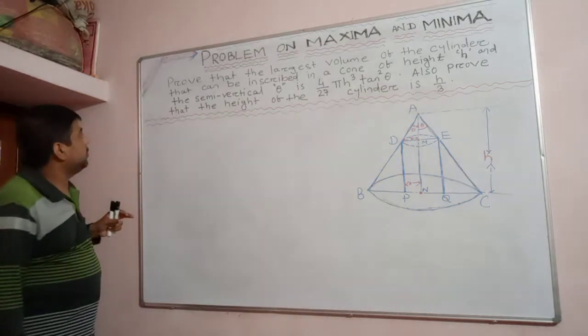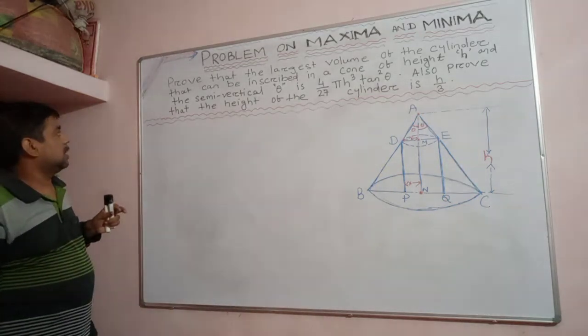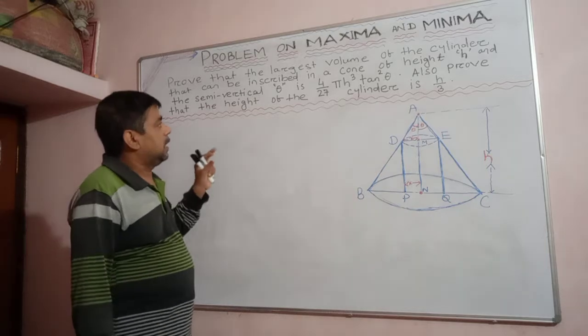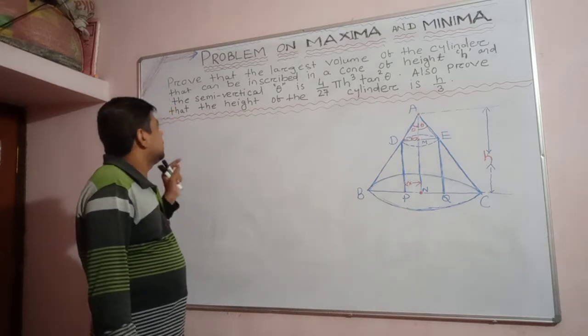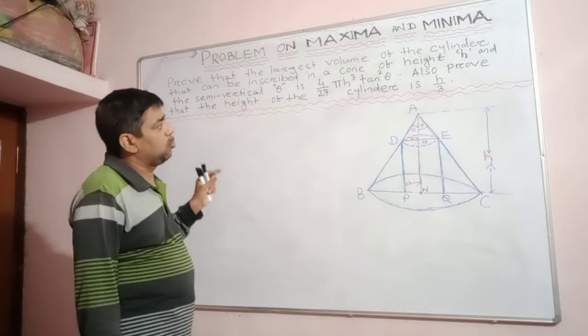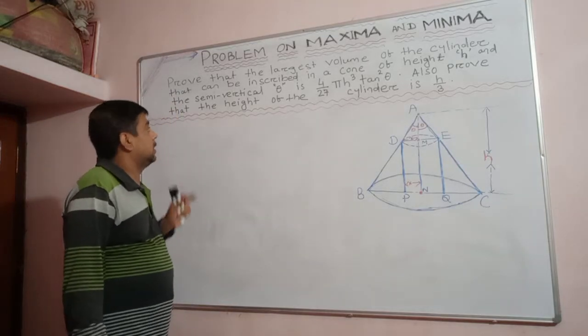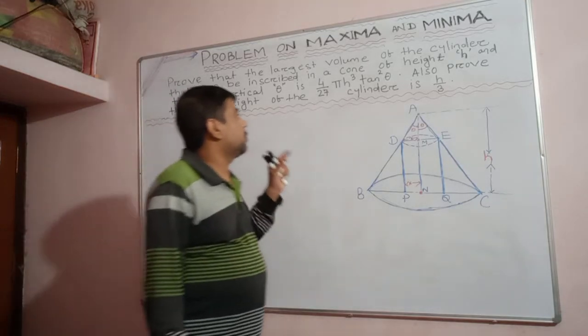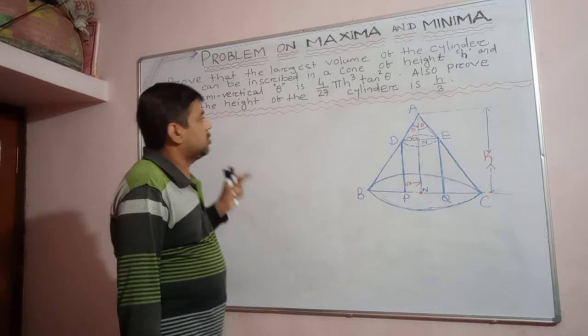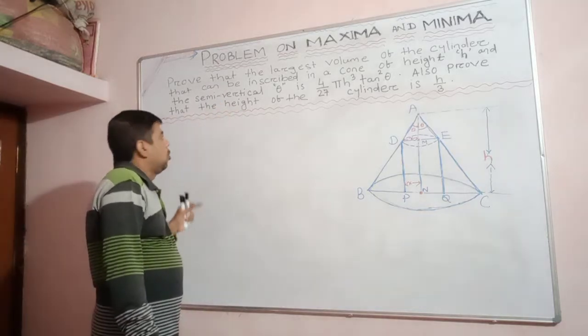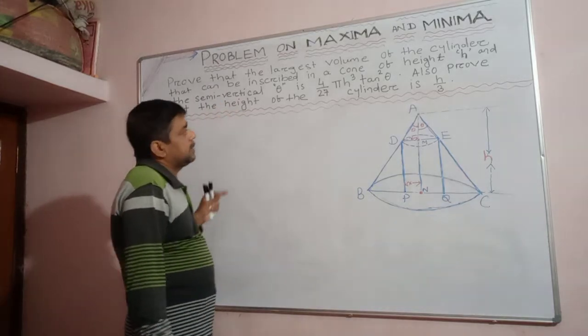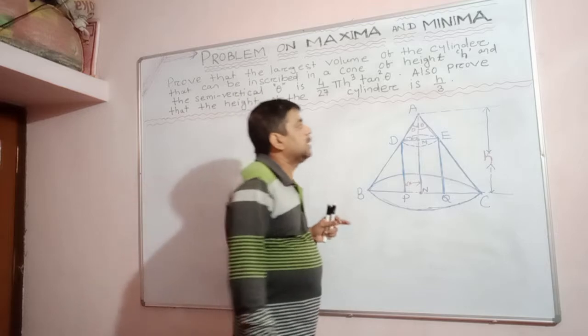Here is the question: prove that the largest volume of the cylinder that can be inscribed in a cone of height h and semi-vertical angle theta is 4 upon 27 pi h cubed tan squared theta. Also prove that the height of the cylinder is h by 3.